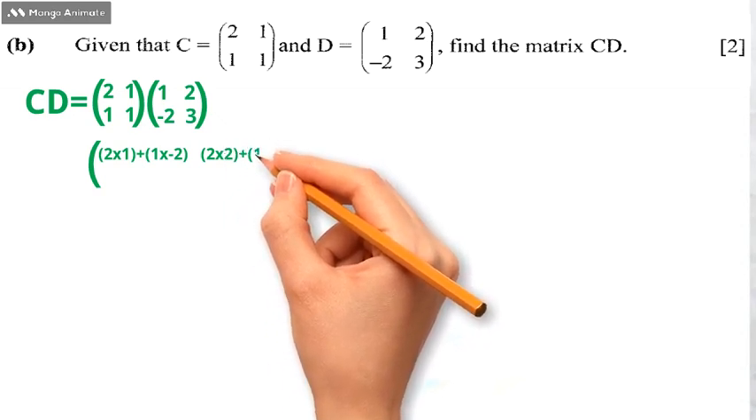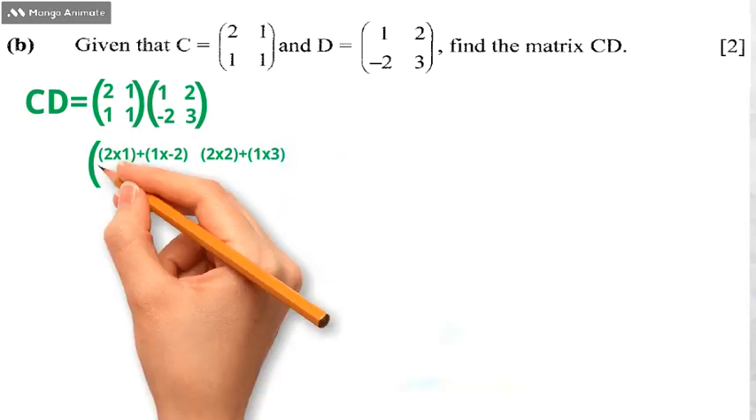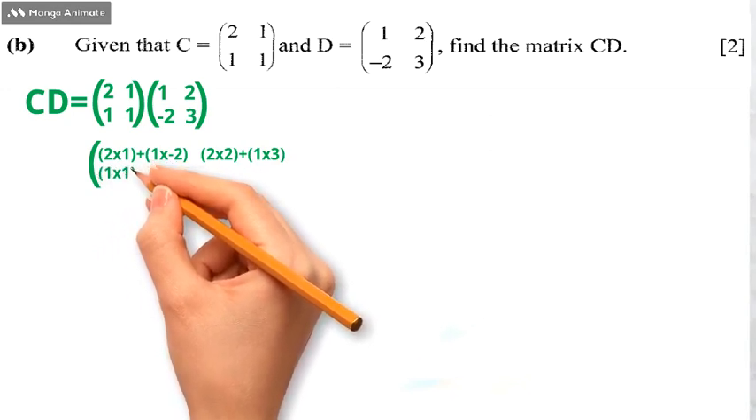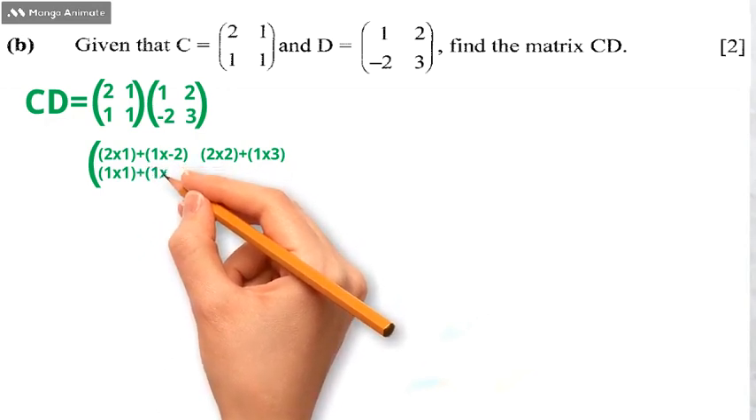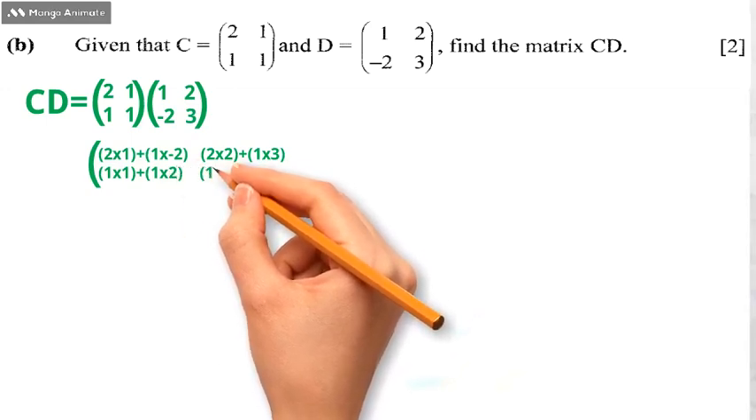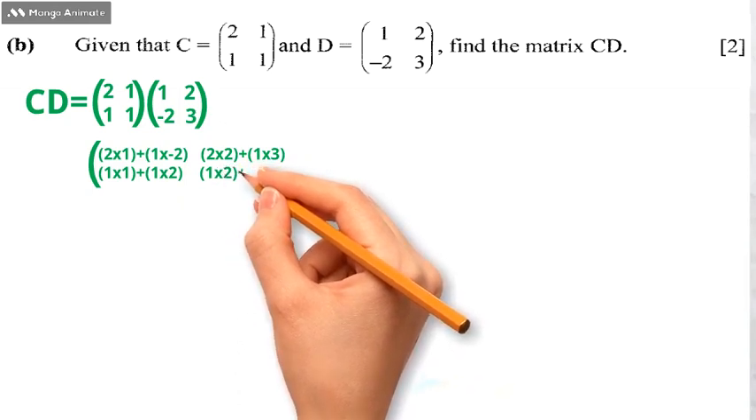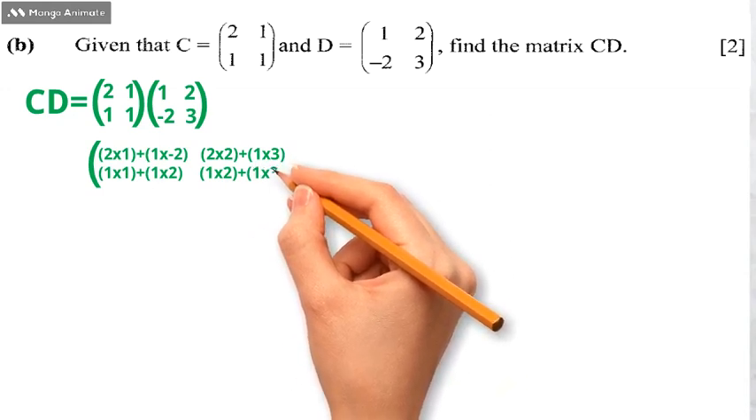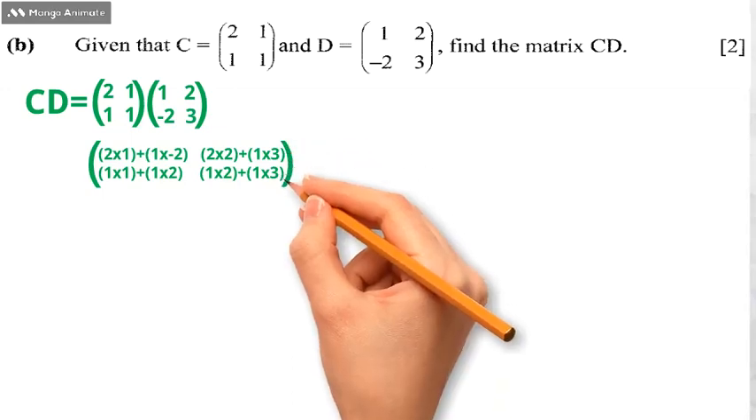Then we come to the next position. We say 2 multiplied by 2, then 1 multiplied by 3, and remember these should be added as well, as you can see from the plus sign there. Then we come down here: 1 multiplied by 1, 1 multiplied by 2, again 1 multiplied by 2, 1 multiplied by 3. Okay, now these are in bigger matrices.